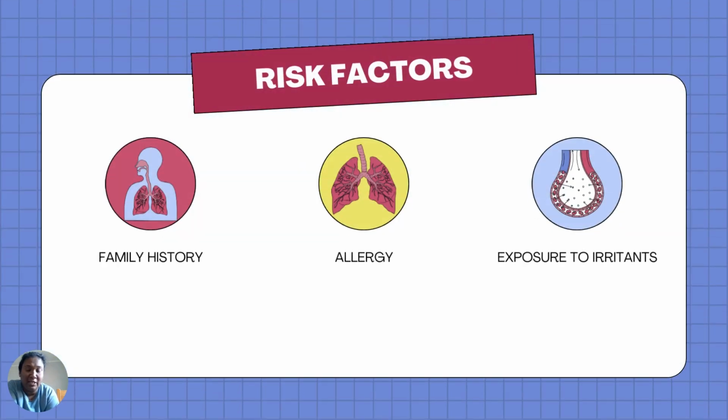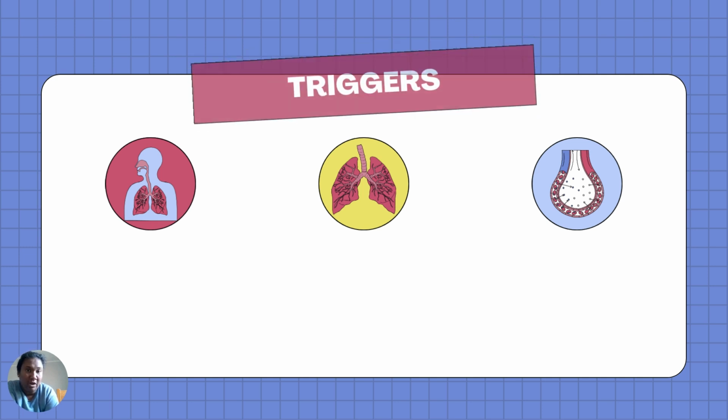The risk factors for asthma include family history, and most importantly, any allergy, being the strongest factor or etiology for asthma, and also chronic exposure to airway irritants or allergens. These allergens or irritants may be grass, weed, pollen, mold, dust, or even animal fur. All right. So these are the risk factors for asthma.